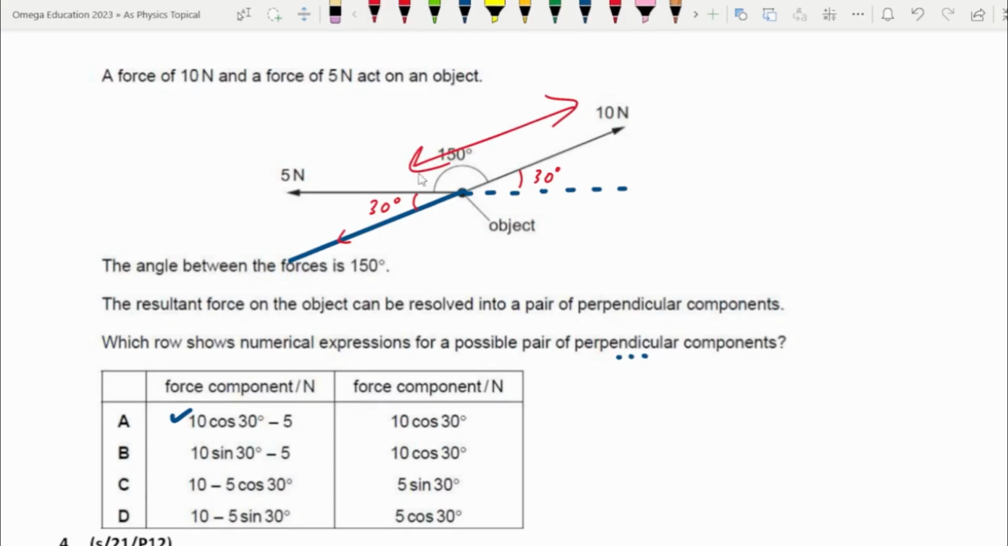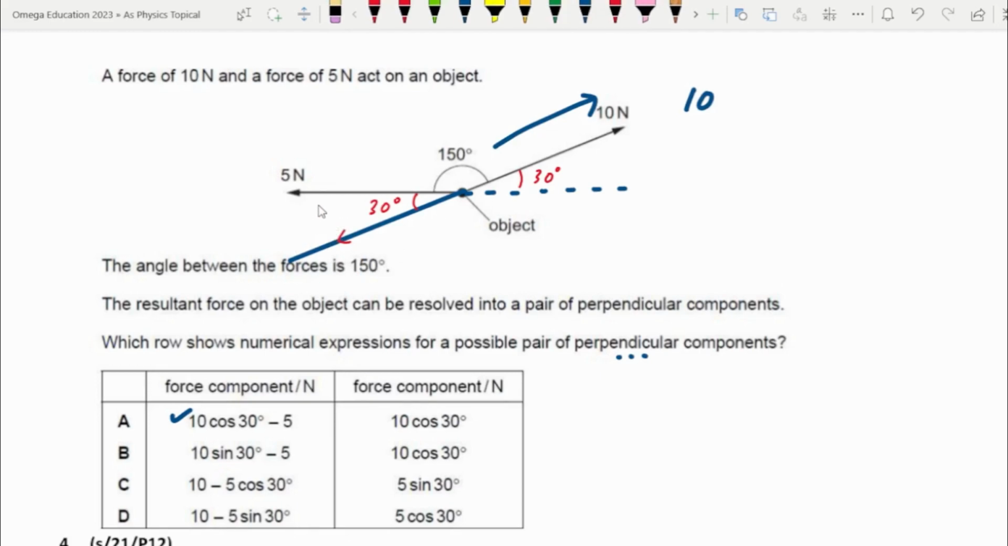What is the resultant force in this direction, in the direction of the 10 Newton force? Well, you have a force of 10 Newton in, you can say, northeast, and you'll subtract a force in the opposite direction. There's another force that is exactly in the opposite direction, so we need to subtract that force. How much is this force?